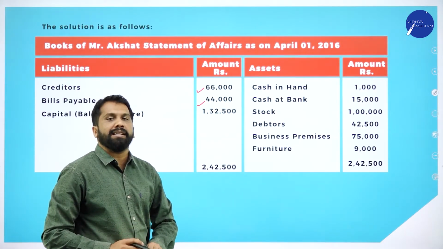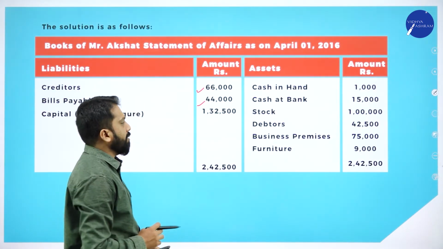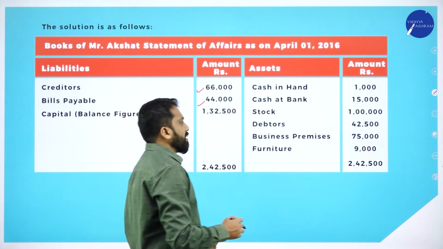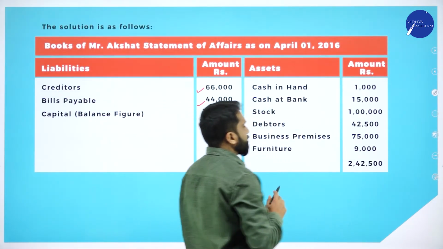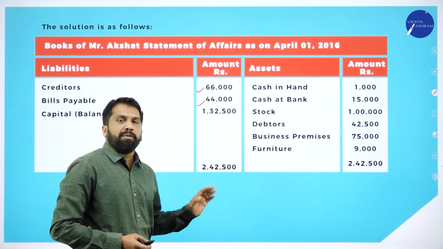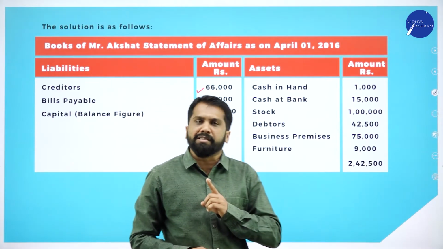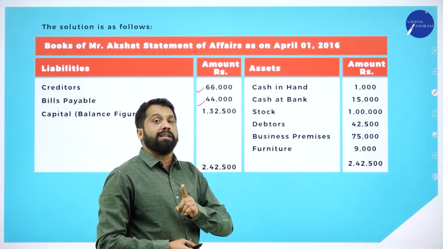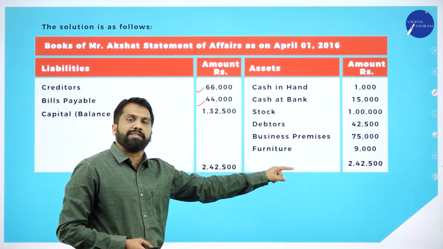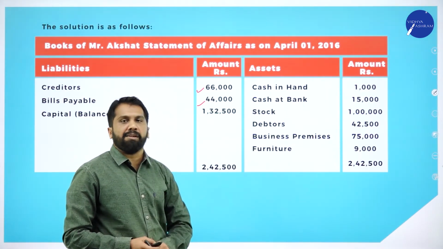Hope there is no doubt. Furniture is how much? 9,000. So we have taken furniture 9,000. Now, as I told you, you are finding closing capital. While finding closing capital, always remember that the total must be done for the asset side. The asset side total should be taken for liability also.